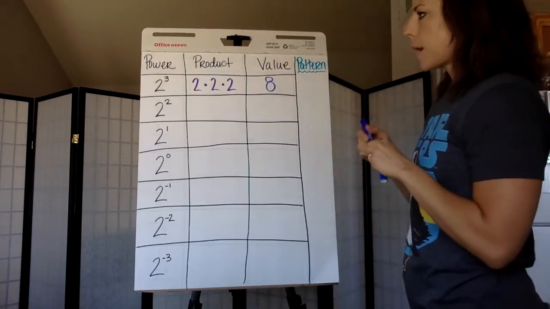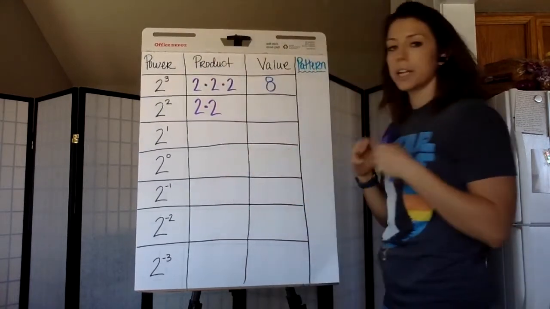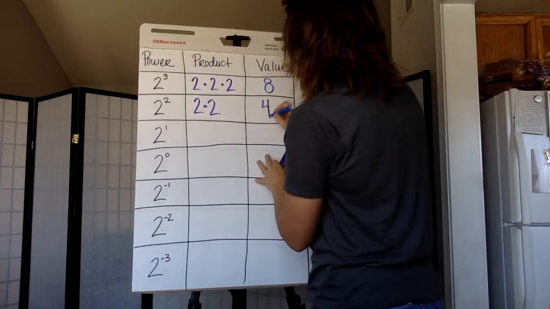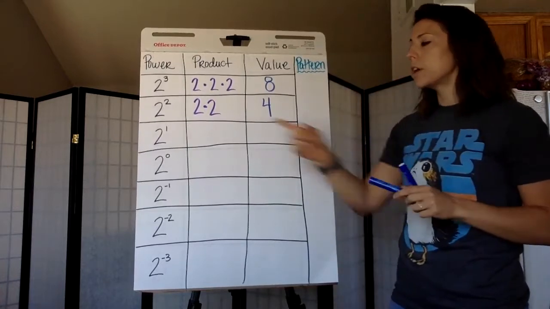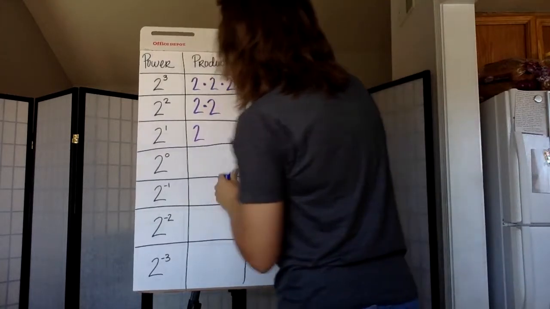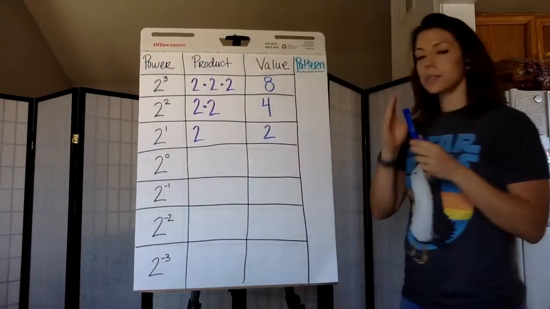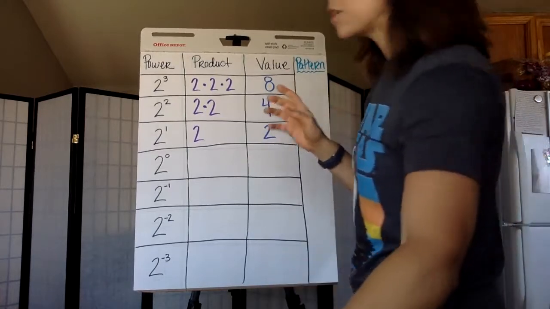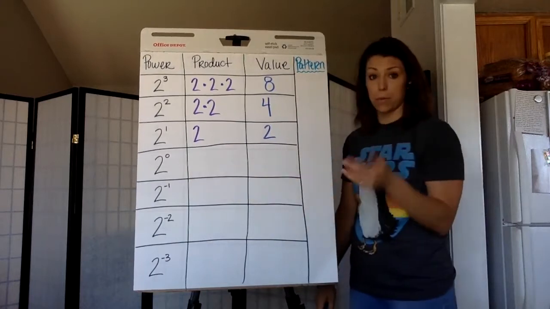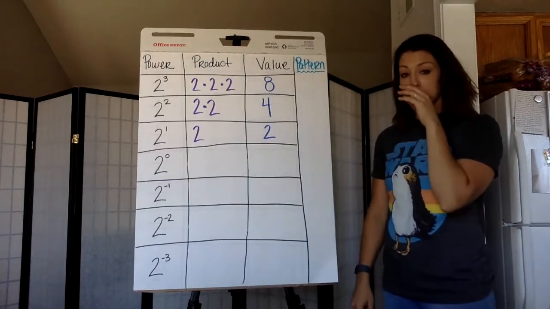Let's go ahead and do 2 to the 2nd power. So 2 to the 2nd power means 2 times 2, multiplying 2 by itself 2 times. 2 times 2 is 4. Okay, 2 to the 1st power. This just means there's one factor of 2. So if you were to write this as a product, it would just be one factor of 2, which simplifies to 2. And that's where we're going to leave it for now. We're going to look for a pattern, and then we're going to use that pattern to figure out what 2 to the 0 power equals, because that's a whole other conversation. And then what is it that these negative exponents actually do?